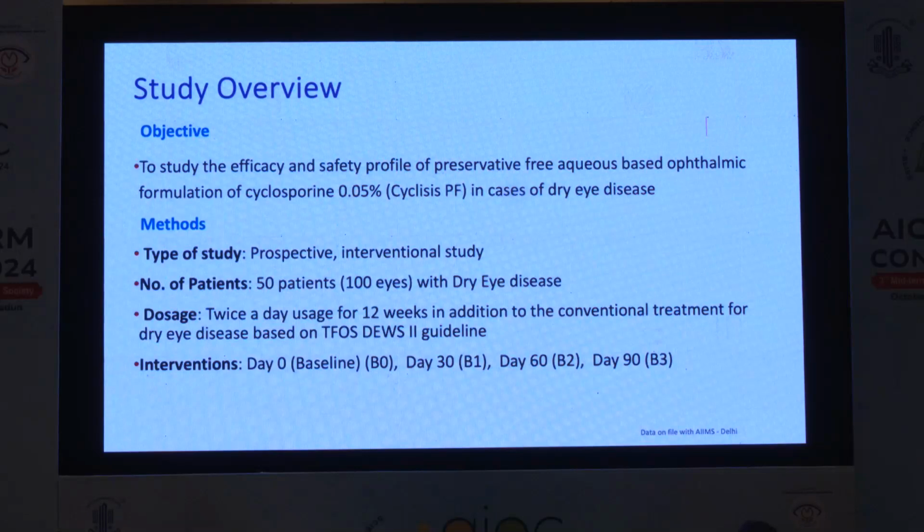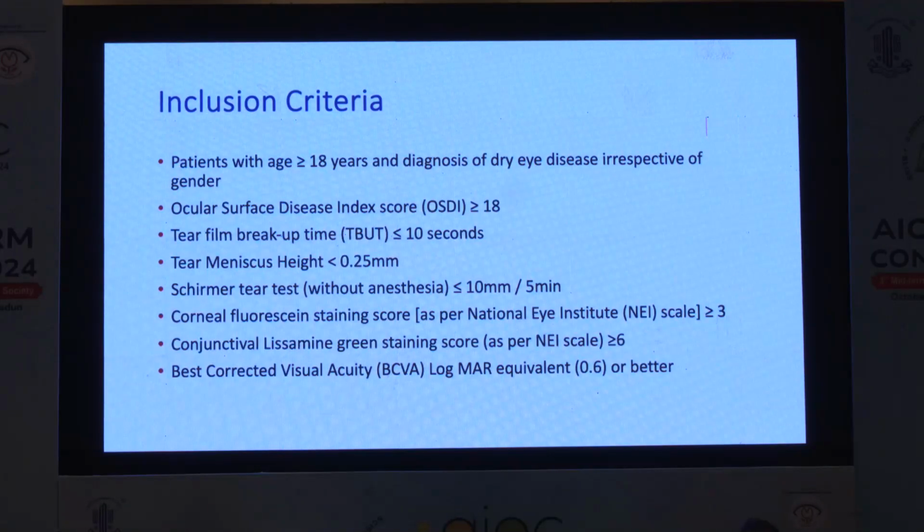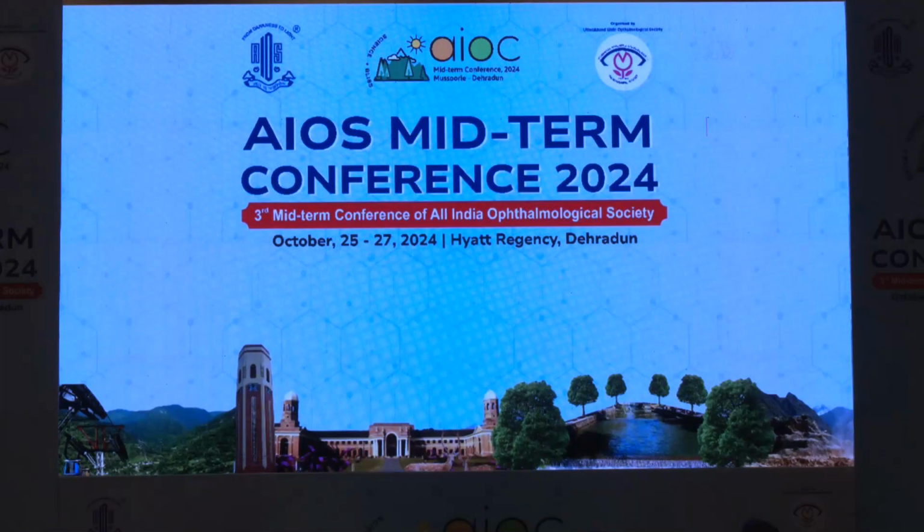So in our study, the results that I showed you were the interim results. Now, at the conclusion of the study, the results have been reanalyzed, and basically we looked at 50 patients with dry eye disease, twice a day used for 12 weeks in addition to the conventional treatment, and we looked at the parameters at day 0, day 30, day 60, and day 90.